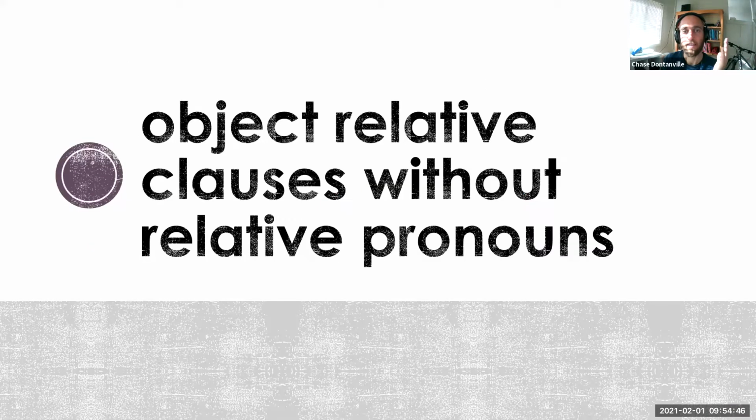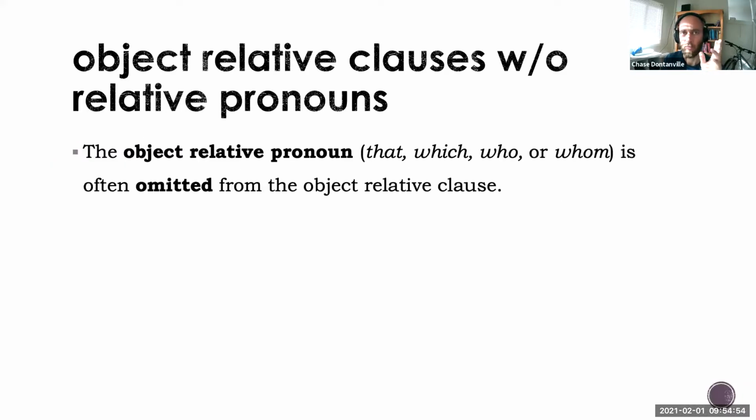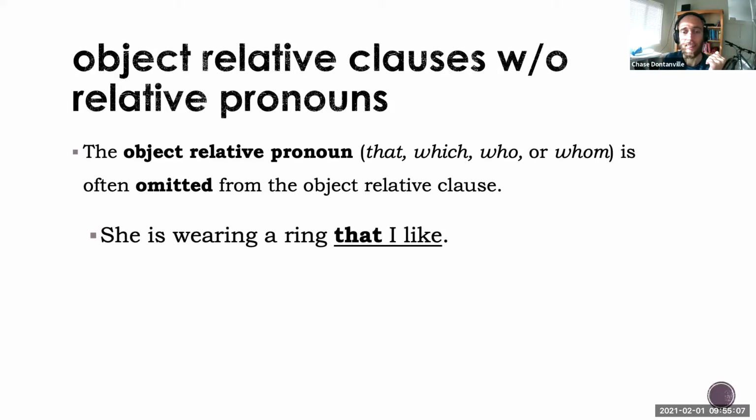Okay, let's now look at object relative clauses without relative pronouns. So the object relative pronoun, remember, this is that, which, who, or whom, is often omitted or deleted from the object relative clause. So you can say, she is wearing a ring that I like. Okay, that I like is the object relative clause. But it's more common to say, she is wearing a ring I like. So you see, we deleted that, and it's still good. It's still grammatical.